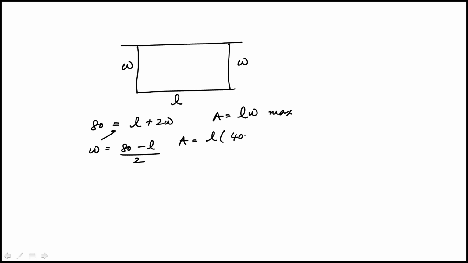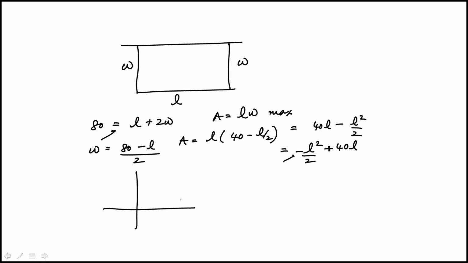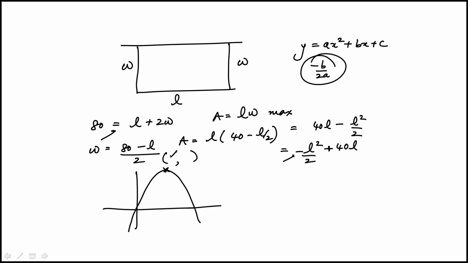So W would be 80 minus L over 2, that is, 40 minus L over 2, and the area is L times that. So that's a quadratic function, and we really just have to maximize this. Because the coefficient of the L squared term is negative, this is going to be a downward-opening parabola. It's going to look something like that. We're looking for the x-coordinate of the vertex. And for a general quadratic, and again, this is important for the GMAT, minus b over 2a is the x-coordinate of the vertex. That's what we need to find, because that would give me the L value that maximizes the area.